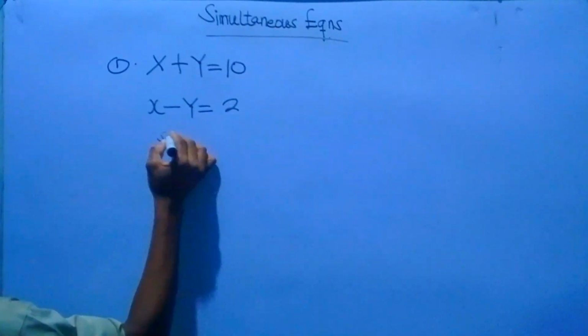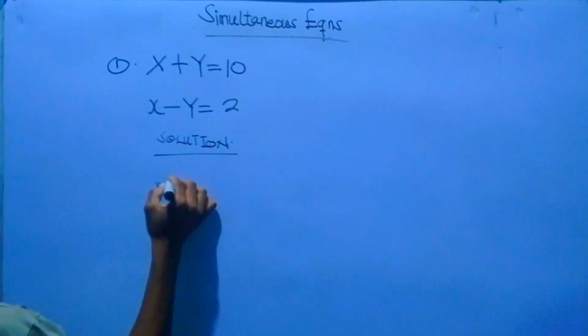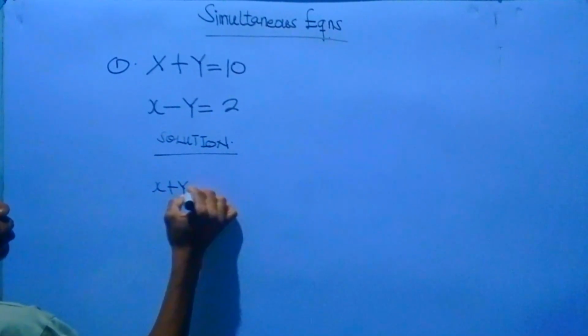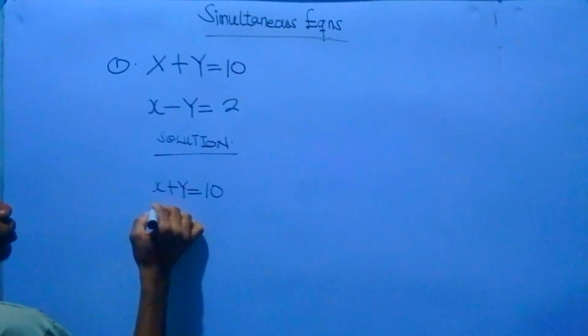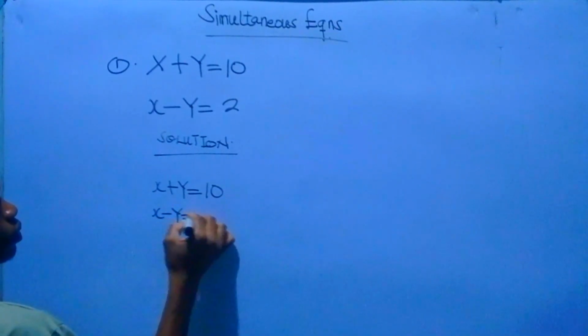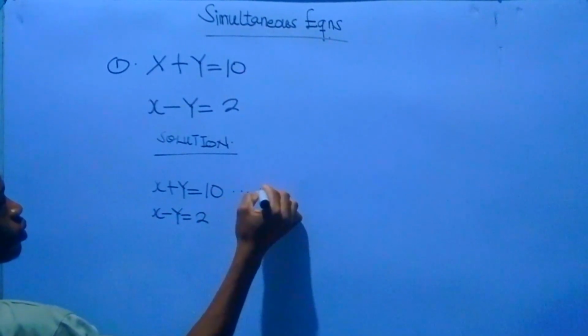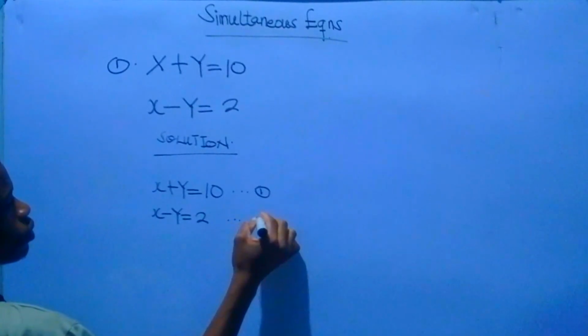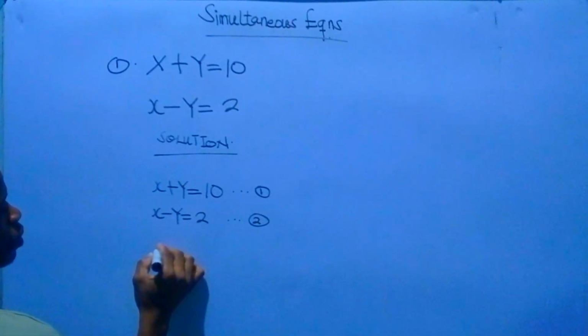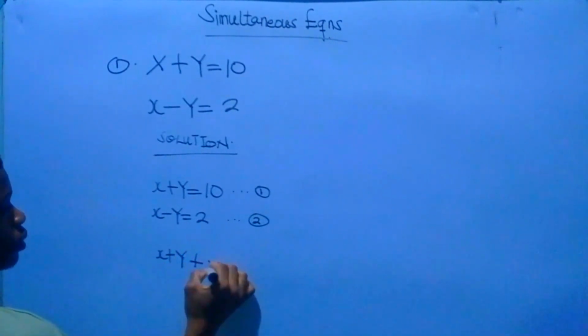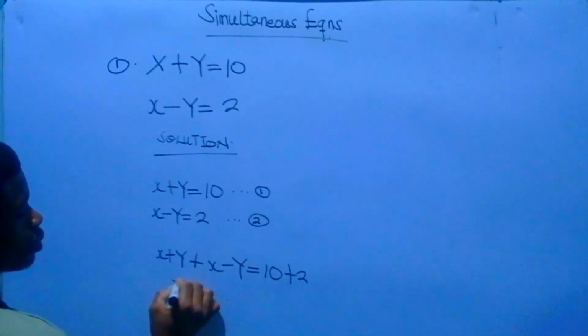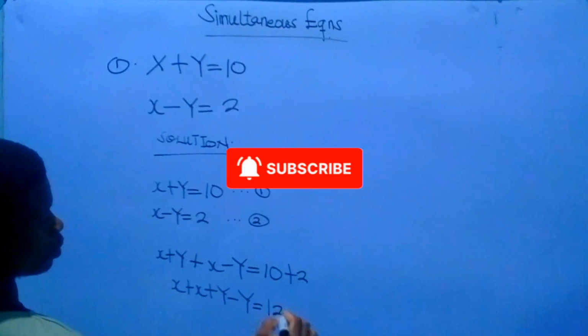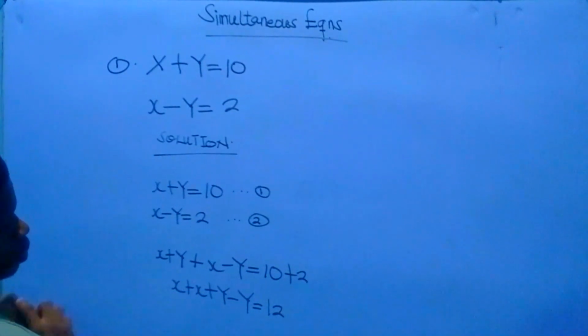Most students solve it this way. This is what they do. They write the equations and then they add everything. It's wrong. I advise you don't go by this method. See what this student is about to do. This is what 99% of students do, and they get stuck. In this video I'll show you the right way to do this.